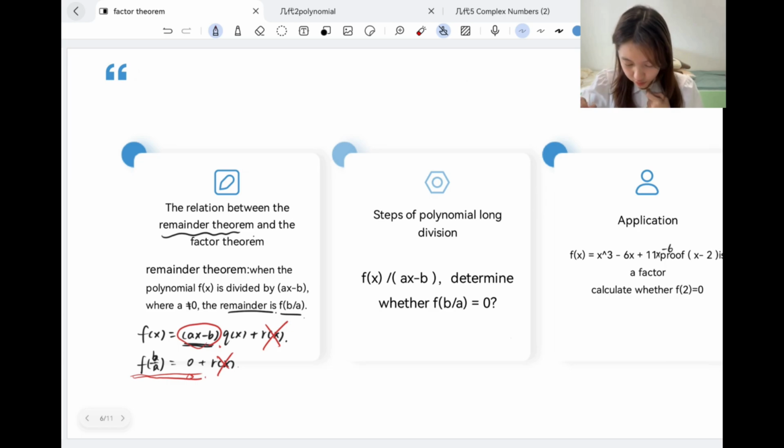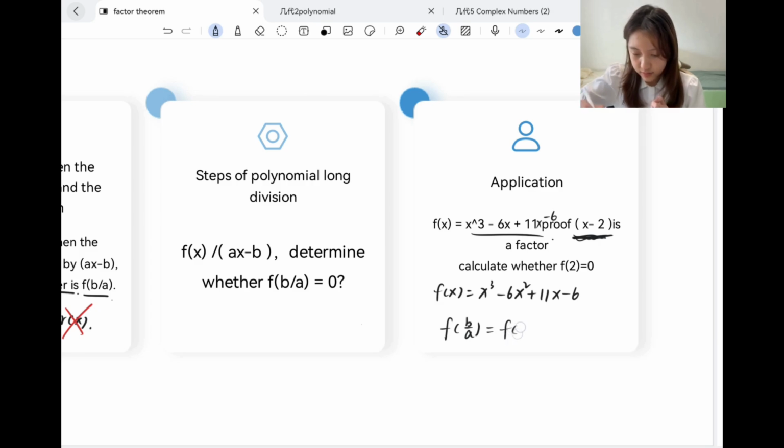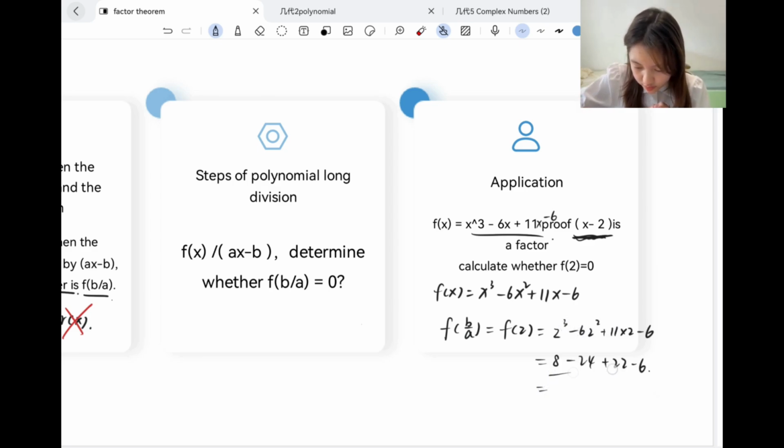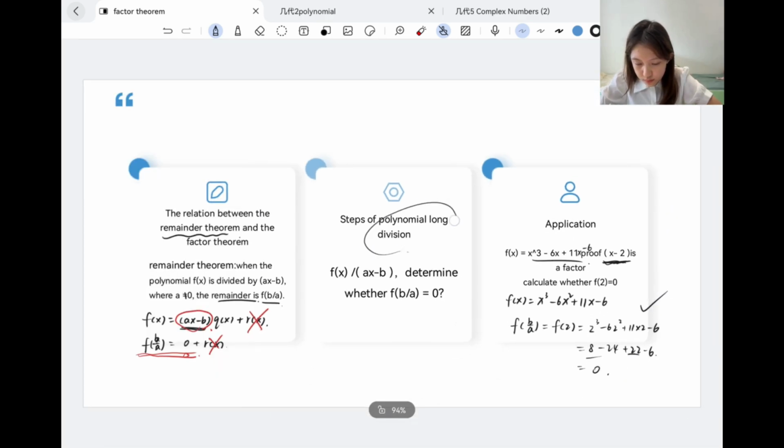Let's see an example. f(x) equals this polynomial, and we prove that x minus 2 is a factor. We learned that if x minus 2 is a factor of this polynomial, then f(b over a) should be 0. And in this case, b over a will be f(2). We plug it into the equation, and then we can see it will be 0. Then it's true. And then use long division.